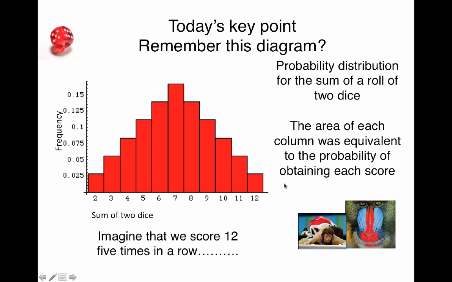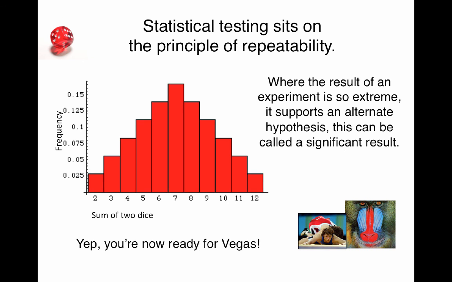The area of each column here is equivalent to the probability of obtaining each score under the conditions described in the null hypothesis. And so what we can do is use these probabilities to determine the probability of getting the value that we got. Imagine we got a score of 12 five times in a row from a pair of dice. We can see here that that's very, very unlikely. So it would seem that in this condition, the dice that you had were loaded or something. They didn't adhere to the conditions of the null hypothesis.